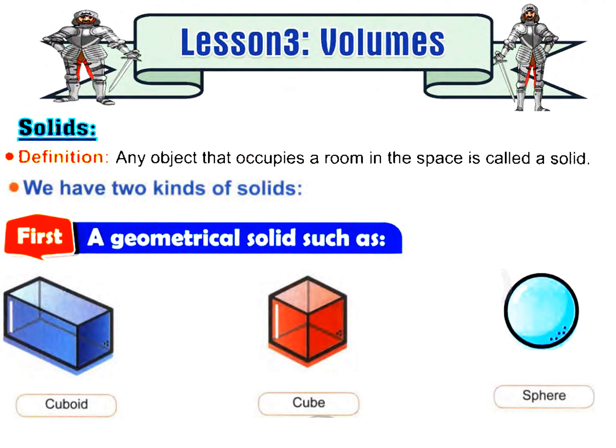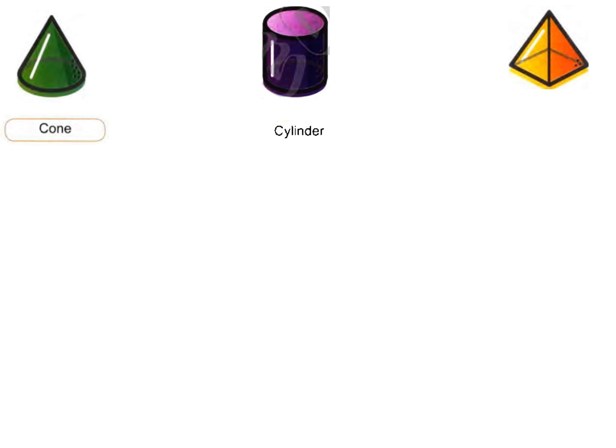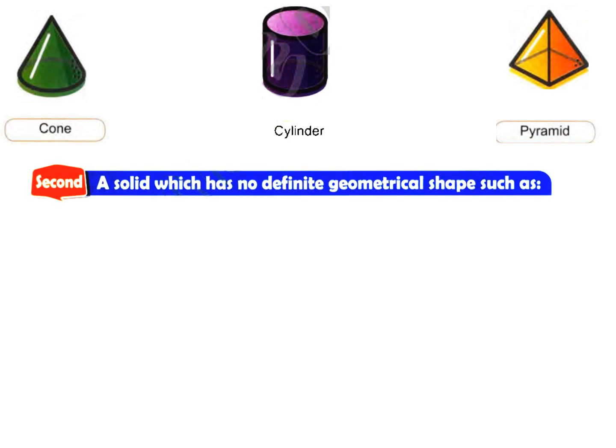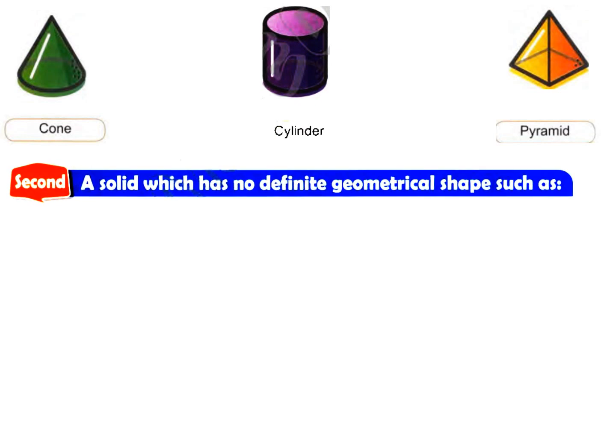Other shapes such as cone and cylinder, right circular cylinder, are also geometrical solids, because they occupy a space. Lastly, pyramid. The second kind is called a solid which has no definite geometrical shape.